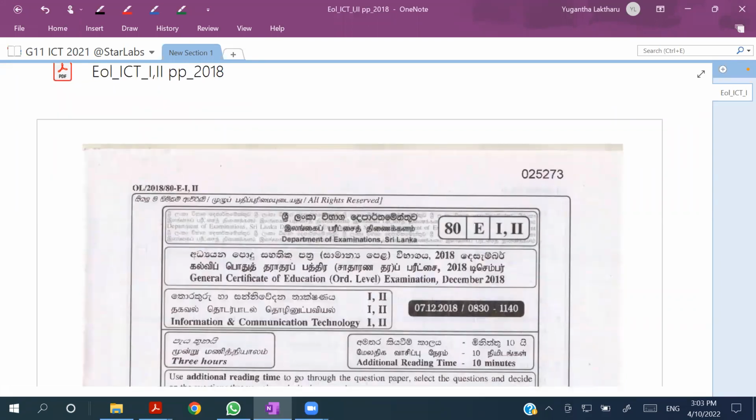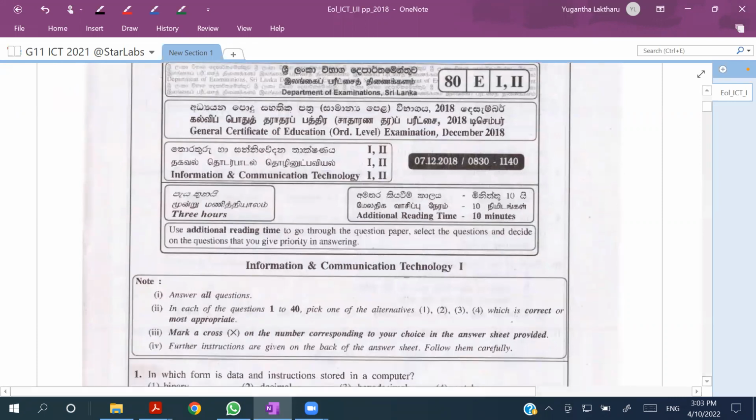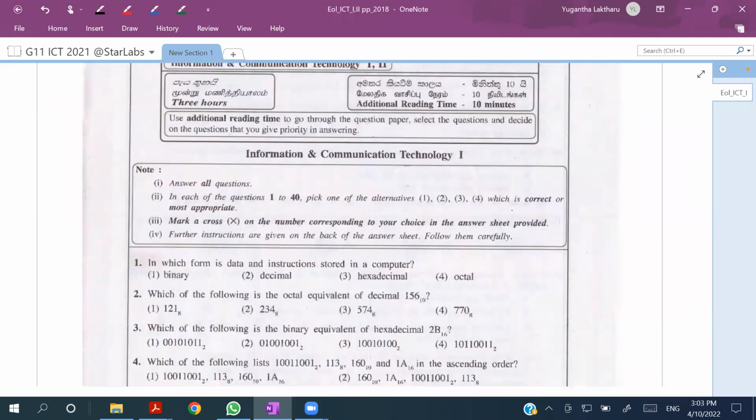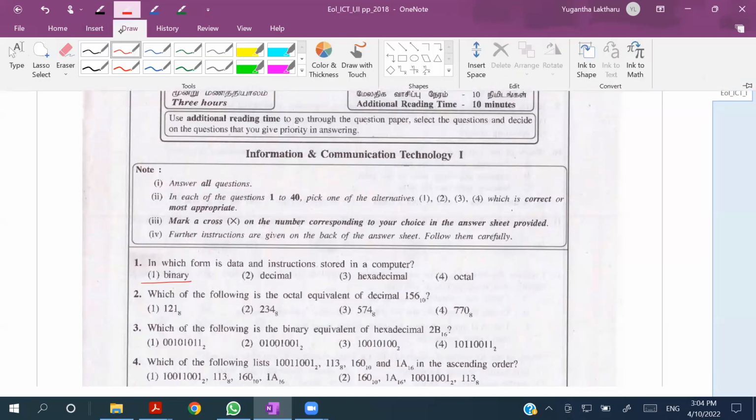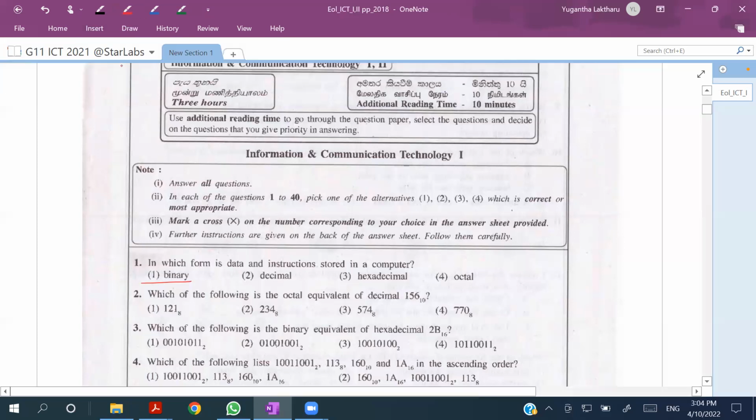Okay, so the 2018 first paper, first question. In which form is data and instruction stored in a computer? So we can simply say it is binary, right? So for the first one, the answer is the first one, right?